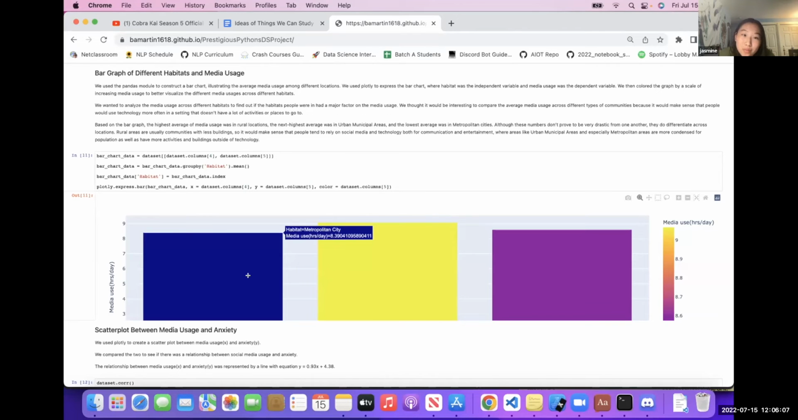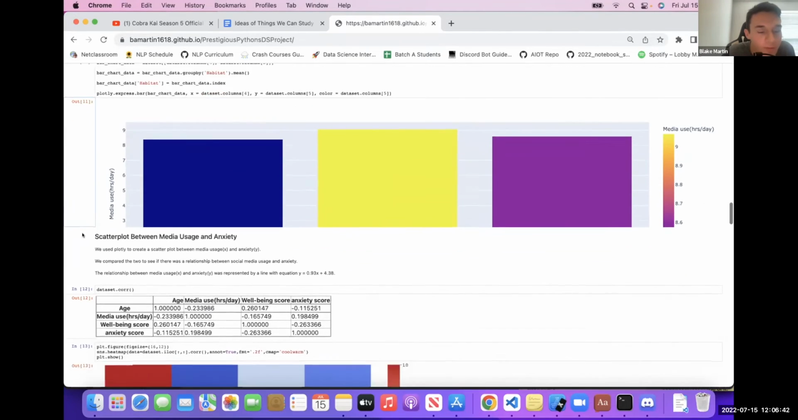Rural areas are usually communities with fewer buildings, so it would make sense that people tend to rely on social media and technology, both for communication and entertainment. Areas like urban municipal areas, which are kind of a mixture of city and suburban areas, and metropolitan areas are more condensed in population, as well as have more activities and buildings outside of technology. So this data kind of explains how locations can affect the average media usage across the population. Okay, awesome. Thank you, Jasmine.